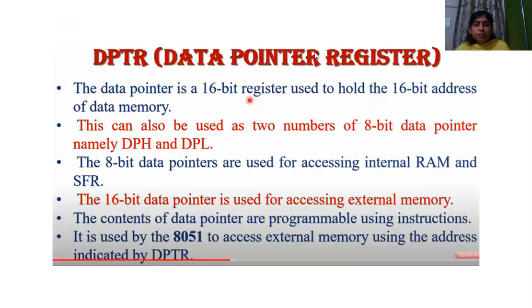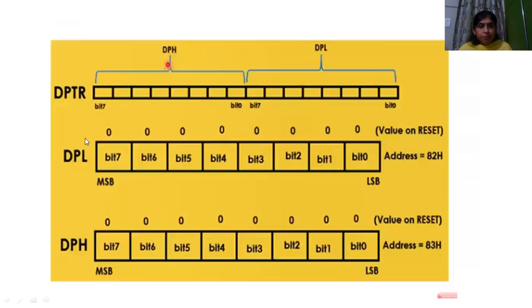Data pointer register. The data pointer register is a 16-bit register, and it can be used as two 8-bit registers, DPH and DPL. The 8-bit pointer is used for accessing internal RAM and SFRs, and the 16-bit data pointer is used for accessing external memory.